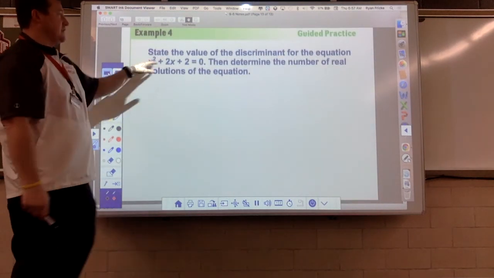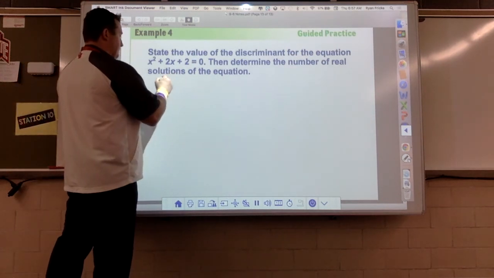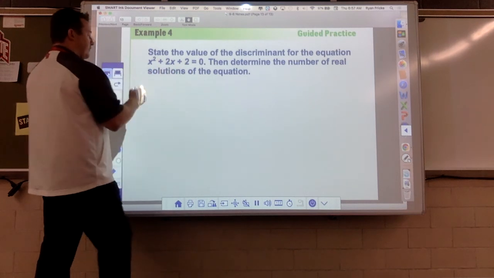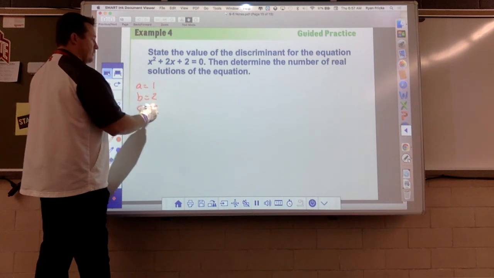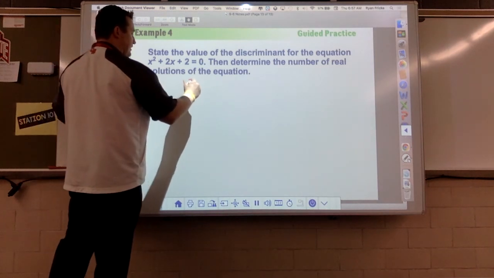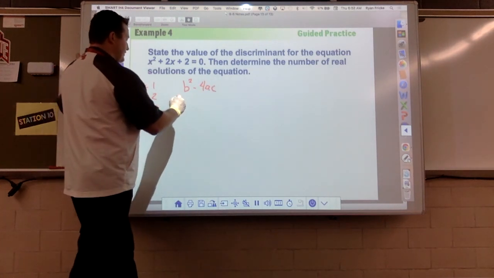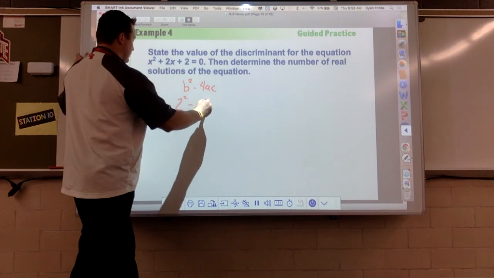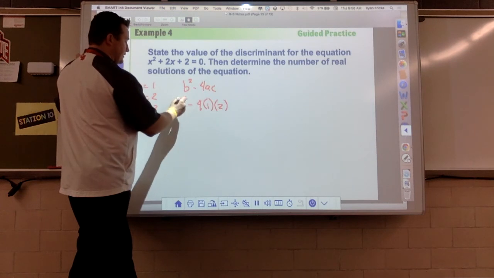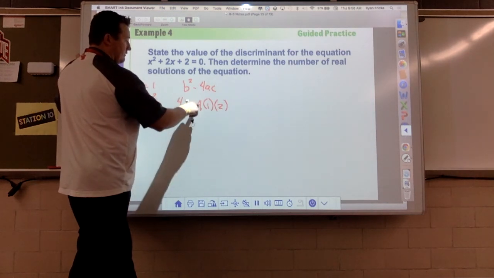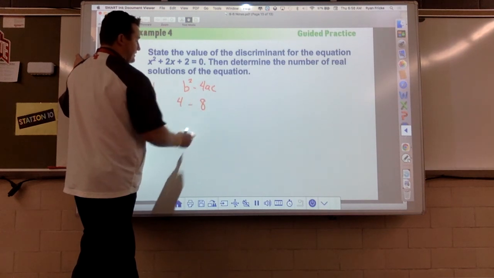There you go. State the value of the discriminant, guys, that's the number we just found. Determine the number of solutions. Good to go. This one's already lined up for me. So A is 1, B is 2, C is also 2. Remember, we're looking at B squared minus 4AC. So B squared is 2 squared minus 4 times A times C. Again, we know 2 squared is going to turn into the number 4. 4 times 1 is 4. 4 times 2 is 8. So this all turns into 4 minus 8.